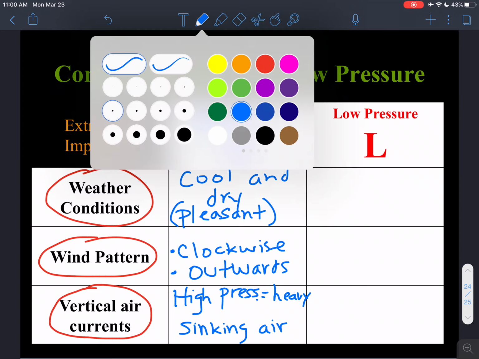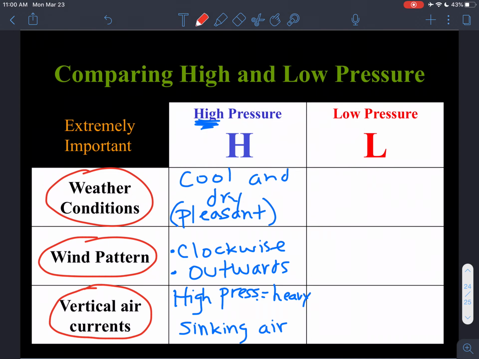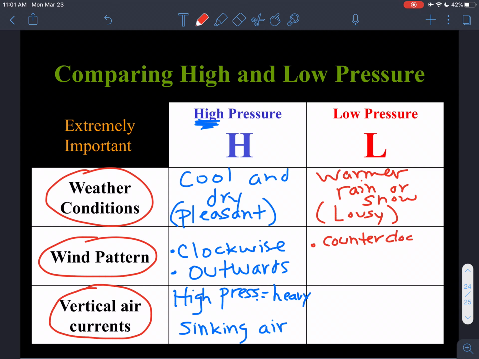Okay, let's move on to low pressure. For low pressure, if you remember that cheesy little saying, lousy lows, warmer, rain or snow. So that means it's going to be lousy out or lousy weather. For the wind pattern, low pressure blows counterclockwise and inwards towards the middle.